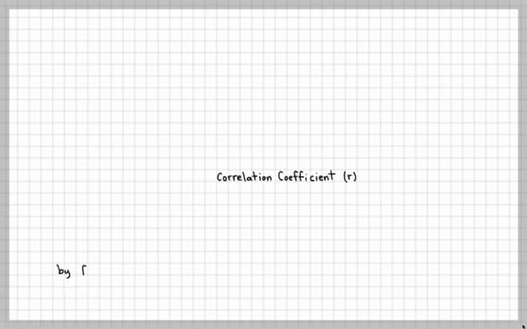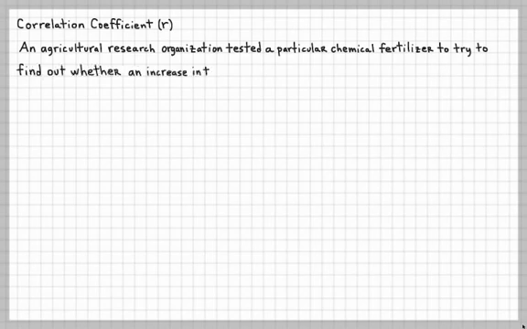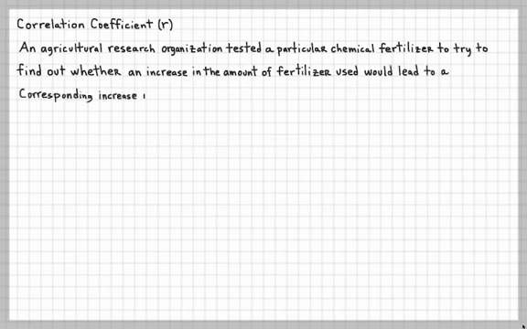This video is going to be about the correlation coefficient, small r. Now let's do an example of correlation coefficient. An agricultural research organization tested a particular chemical fertilizer to try to find out whether an increase in the amount of fertilizer used would lead to a corresponding increase in the food supply.